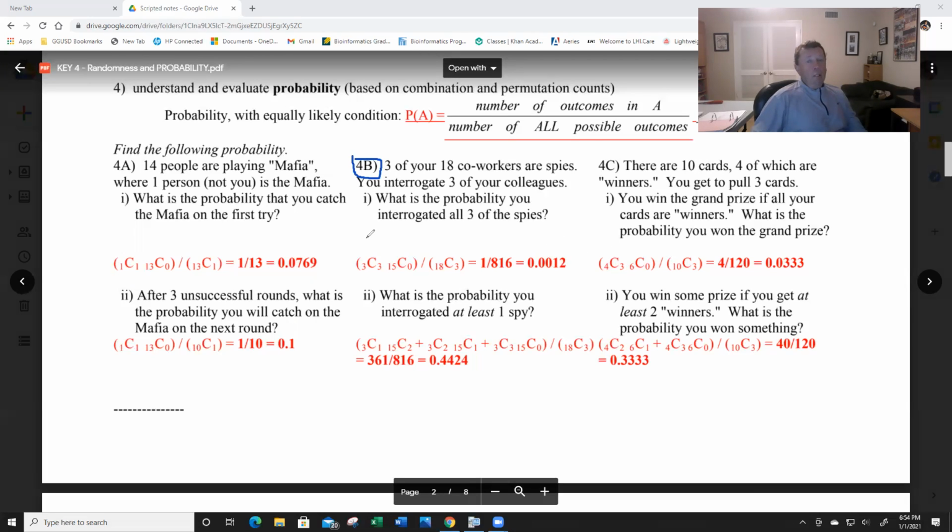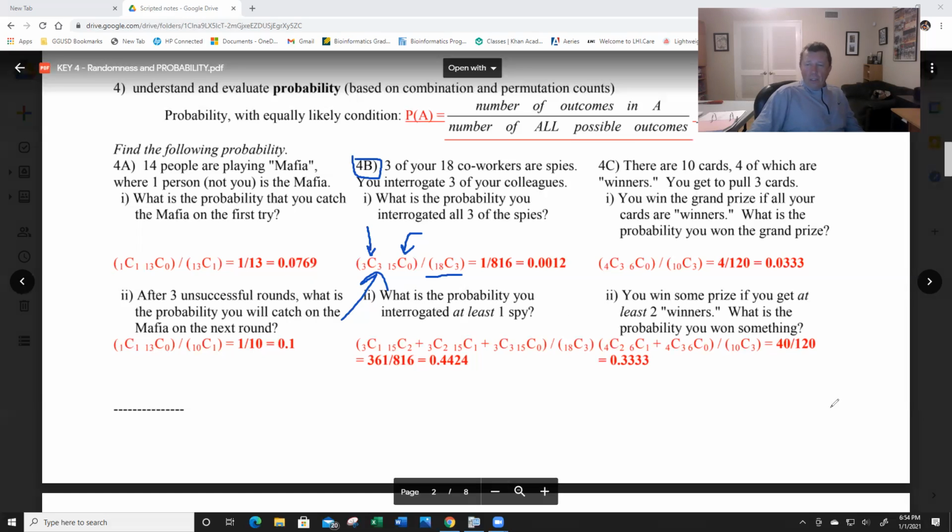Not real good. That means of the 3, you chose all 3 correct, and then of the 15, you chose none, divided by 18 choose 3. By the way, this whole thing is pretty simple. It's 1 on top. There's only one way to do that. You go 3 for 3. And then what's the probability that you interrogated at least 1 spy?